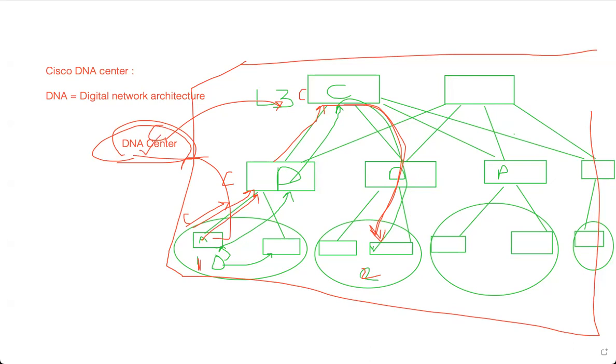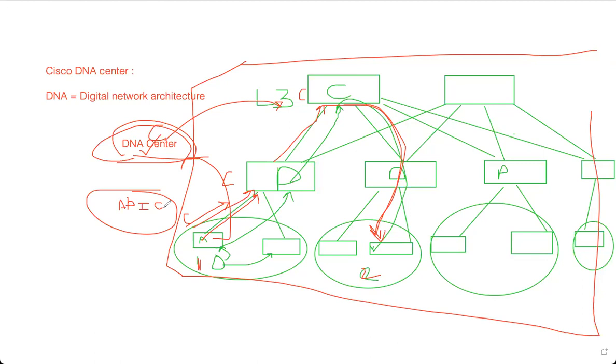So this is in the campus network. Similarly, if it's a data center, it's using the APIC controllers like we discussed yesterday. So that holds the control plane. So DNS center is like a centralized platform for managing and automating the Cisco campus network, right? It can provide a single point of management for the entire network.